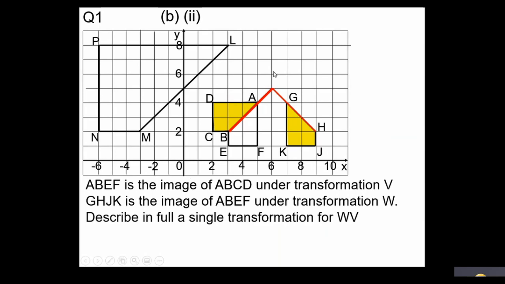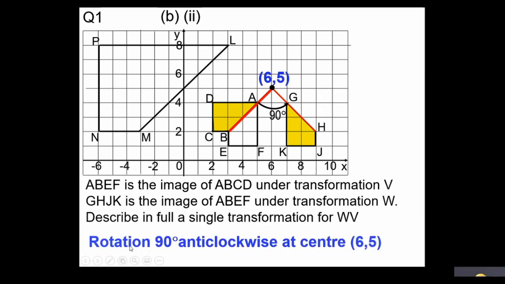How to find the center? The center, we can find it by using the trial and error method. And remember for rotation, you will need to state the direction, whether it's clockwise or anti-clockwise, and also the degree, whether it's 90 or 180. So here I guess this will be the center. If this is the center, the degree here is 90 degrees, right? So from here to here, like this. So it's anti-clockwise. So the answer is rotation 90 degrees anti-clockwise at the center.